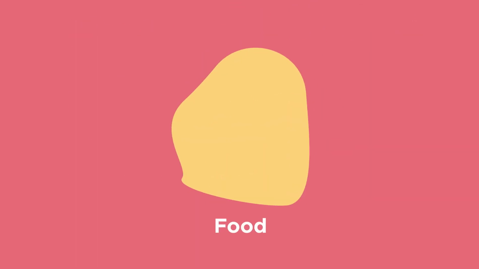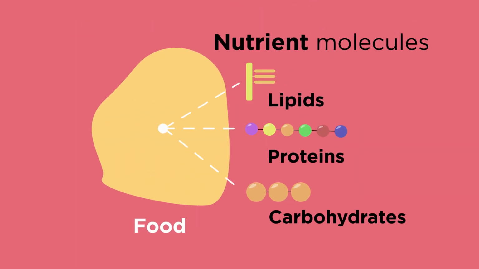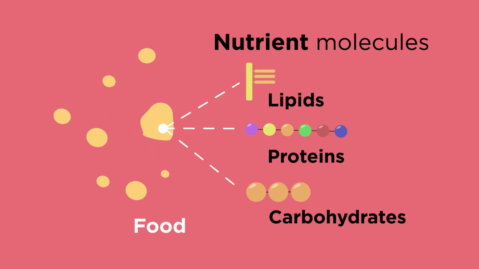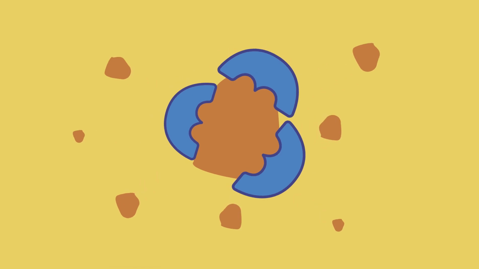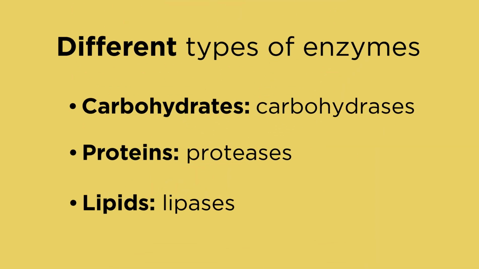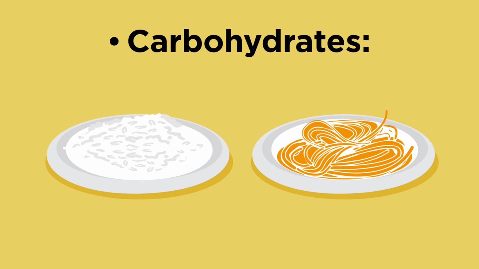The large molecules which make up our food, like lipids, proteins, and carbohydrates, are too big to be moved into our blood. So, they need to be digested into smaller molecules by physical processes like chewing, and chemically by special proteins called enzymes. Different types of enzymes digest the different types of food, so let's look at the food groups in turn. First, carbohydrates. Foods like rice and pasta are made of carbohydrates.